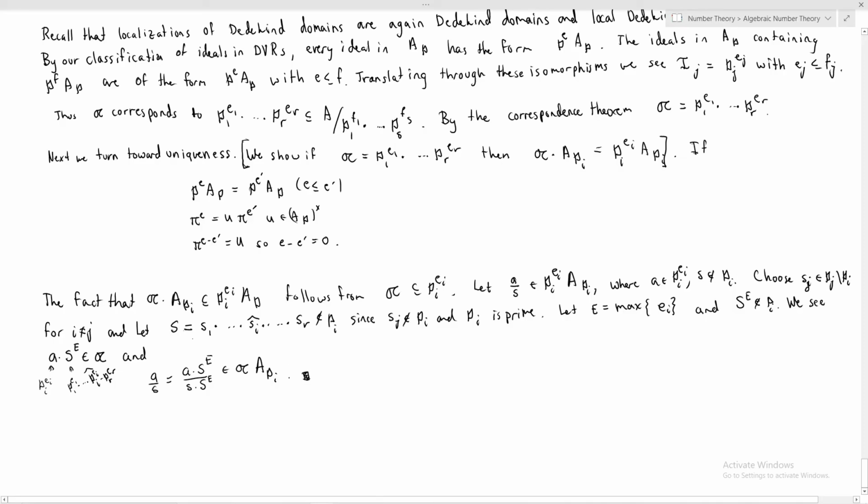So to prove uniqueness, essentially, you can determine the power of any given prime ideal just by looking at the ideal A generates in the localization. Okay, and we're actually going to use that. This formula here will be useful in the future.